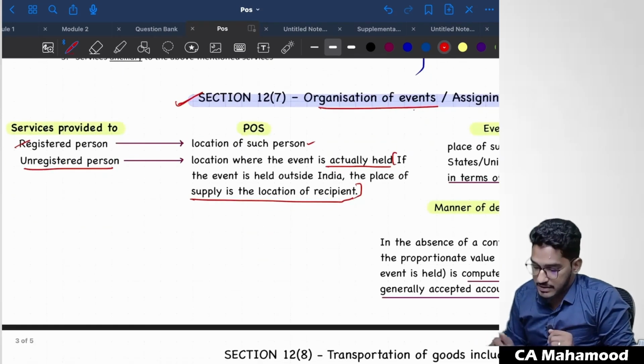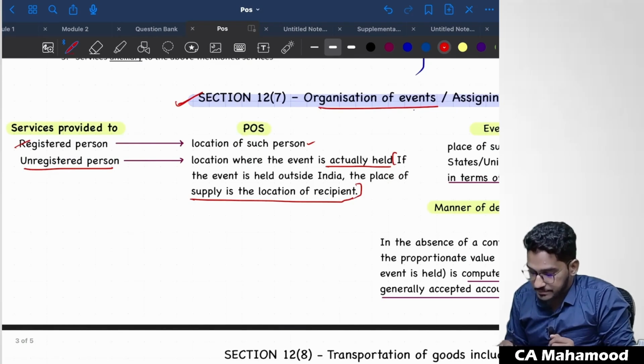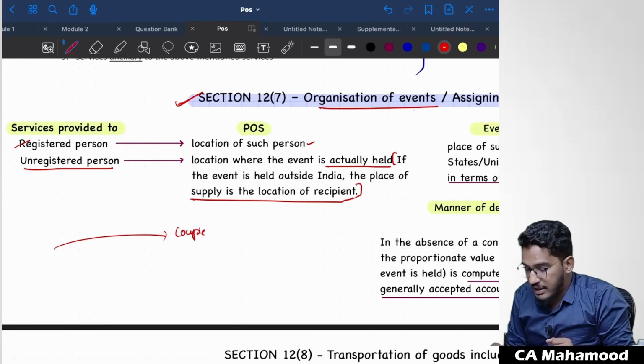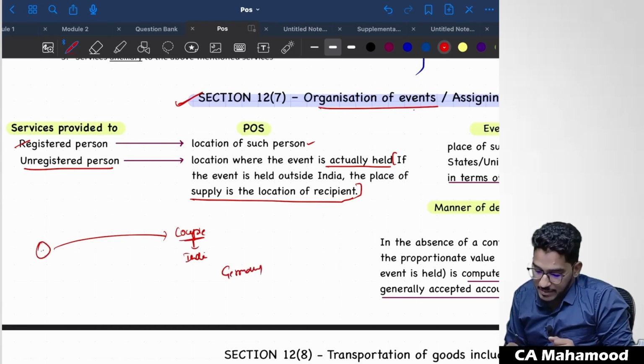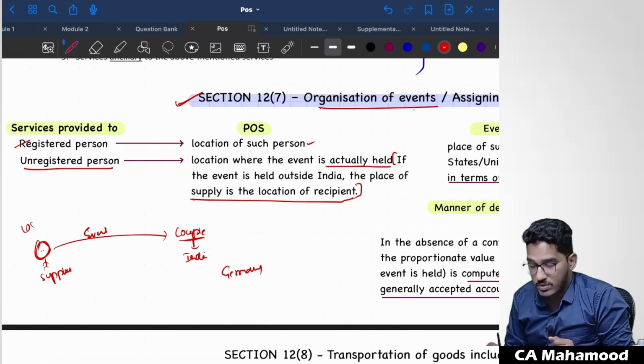So, a very simple thing. For example, I'm organizing an event. Take, for example, some couple wants to get married. They are planning a destination wedding. These couples are located in India only, but they want a destination wedding in Germany. So I'm an event manager, providing event organizing services. The location of the supplier is in India. The location of the recipient is also in India. And the recipient is generally an unregistered person.